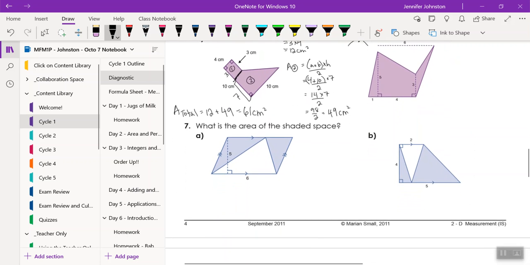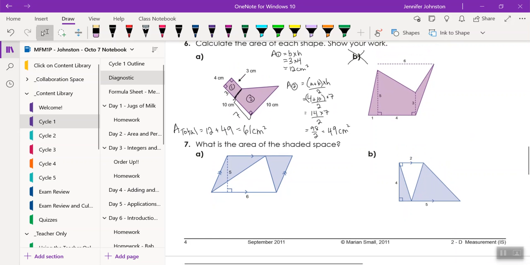All right. Question number 7, what is the area of the shaded space? So beforehand we were adding. It looks like here we're going to be subtracting some answers. So we're going to find the area of the entire 2 pieces and then subtract them. Okay, so let's go big.